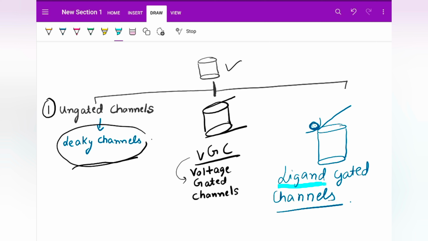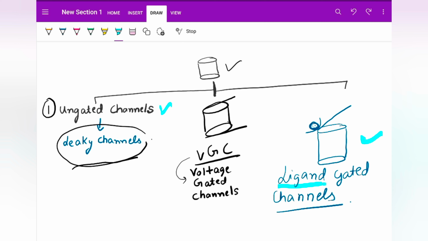Ligand means a specific substance which can bind to this and change its activity. Now, the cell membrane can have many types of channels, but broadly they can be categorized into three categories: ungated channels, VGC (voltage gated channels), and ligand gated channels.